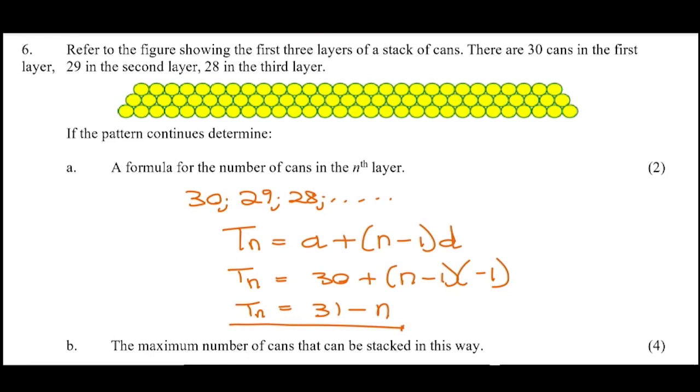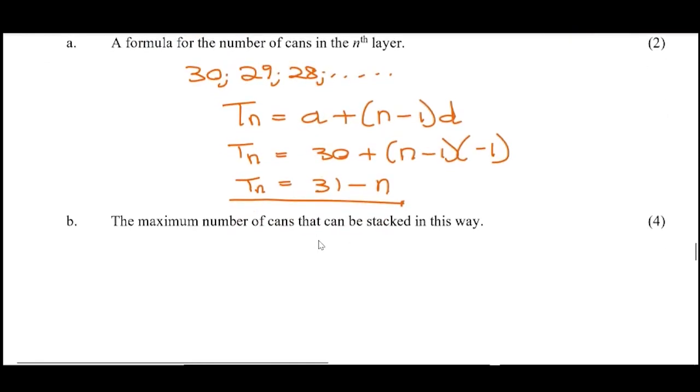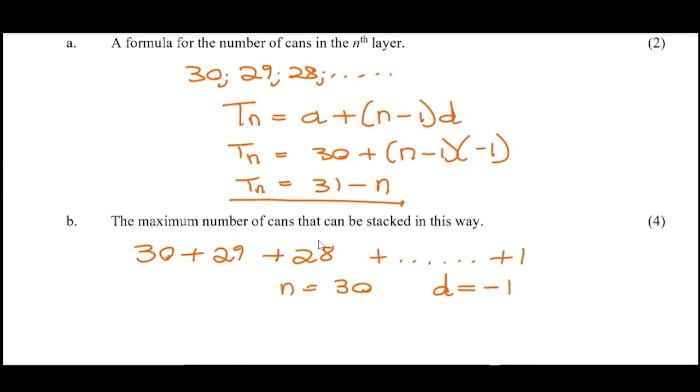Okay, the maximum number of cans that can be stacked this way. Well, I think we need to realize that on the top row, we're just going to have 1 can. So in fact, there will be 30 rows because there are 30 cans in the bottom row. So now we want to add up 30 plus 29 in the second row plus 28, right up to the one that's on the top on its own. I think you can see that n is 30 here.